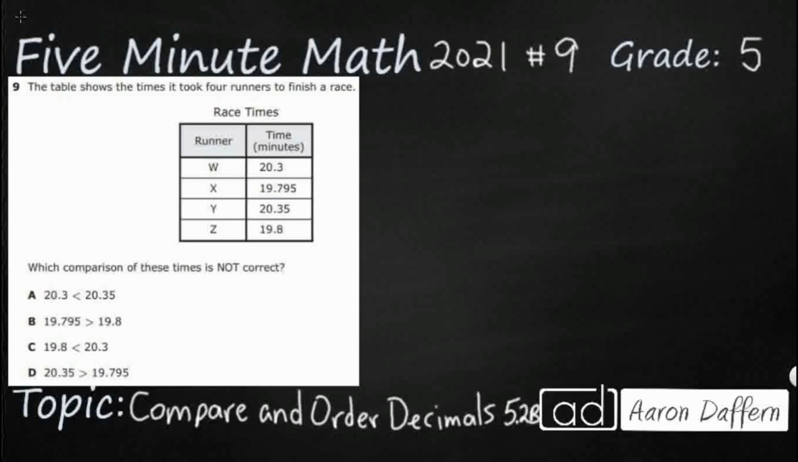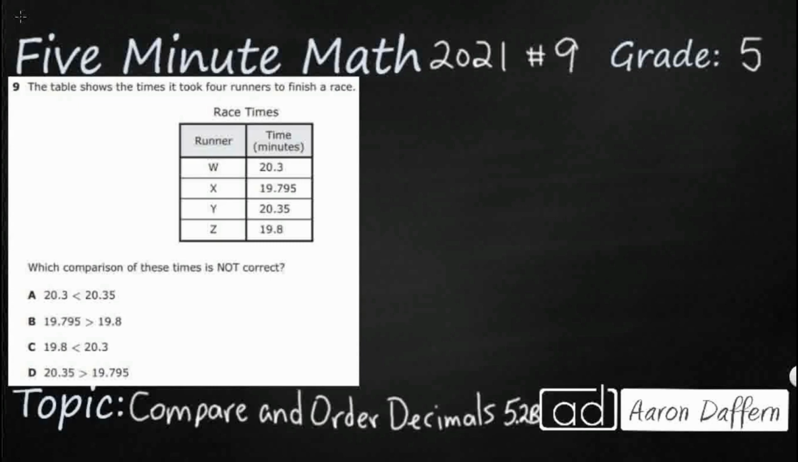Today we are looking at the 5th grade concept of comparing and ordering decimals. This is standard 5.2b in the great state of Texas, and we are using item number 9 off the 2021 released STAAR test. If you have not done so already, please go ahead and take a moment to pause the video, work this problem out on your own, unpause it, and then we will look at our answers together.